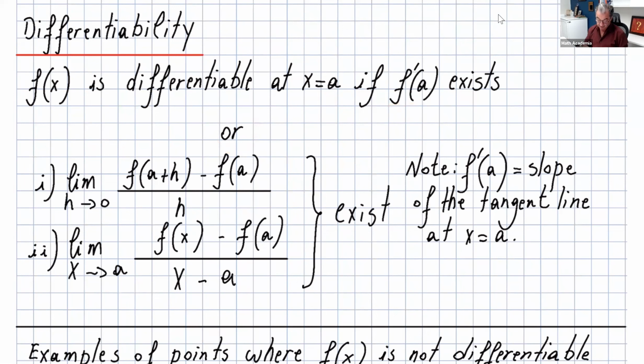In my last video, I talked about those two limits. You find f prime of a by taking the limit of f of a plus h minus f of a over h. That's going to give you f prime of a, or you can use this one, whichever works better for you: the limit as x approaches a of f of x minus f of a over x minus a. If these two limits, or either one of them, exist, then you can say that f of x is differentiable at that point, or you can find the derivative. And also remember, f prime of a is the slope of the tangent line at x equals a.